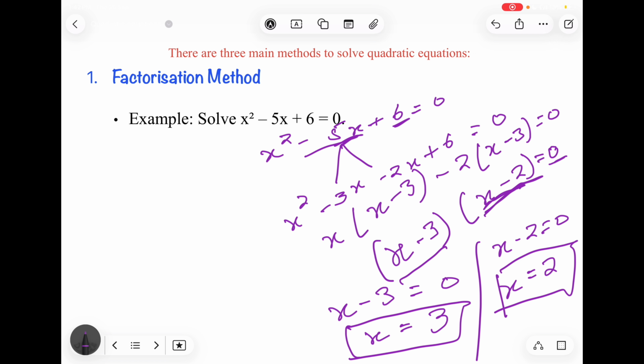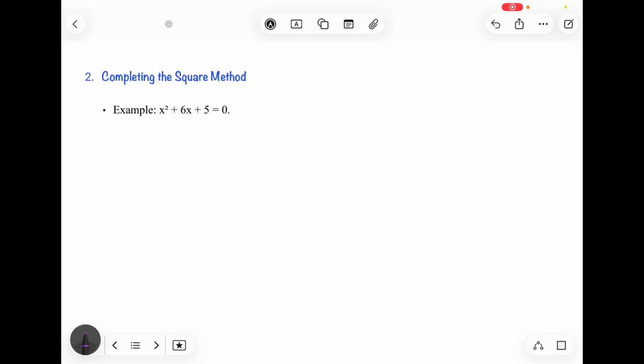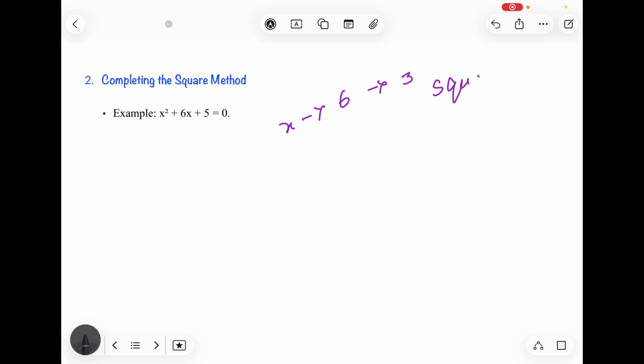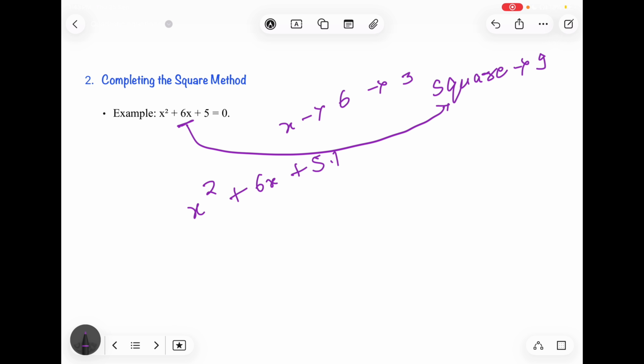Now to the next method, completing the square method. In this step, we are just going to take half the coefficient of x, which is 6 over here. So half of the 6 will be 3. Now we will square this number. Square of 3 is 9. Firstly, we are going to half the coefficient of x, then going to make square of it. Now we will just add and subtract this number from the given equation. We're going to just add 9 and subtract 9.